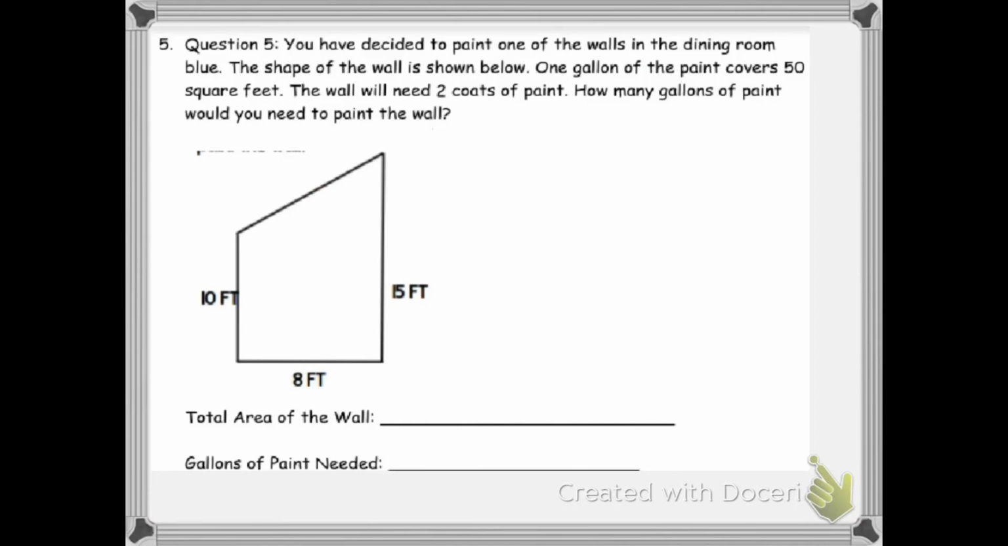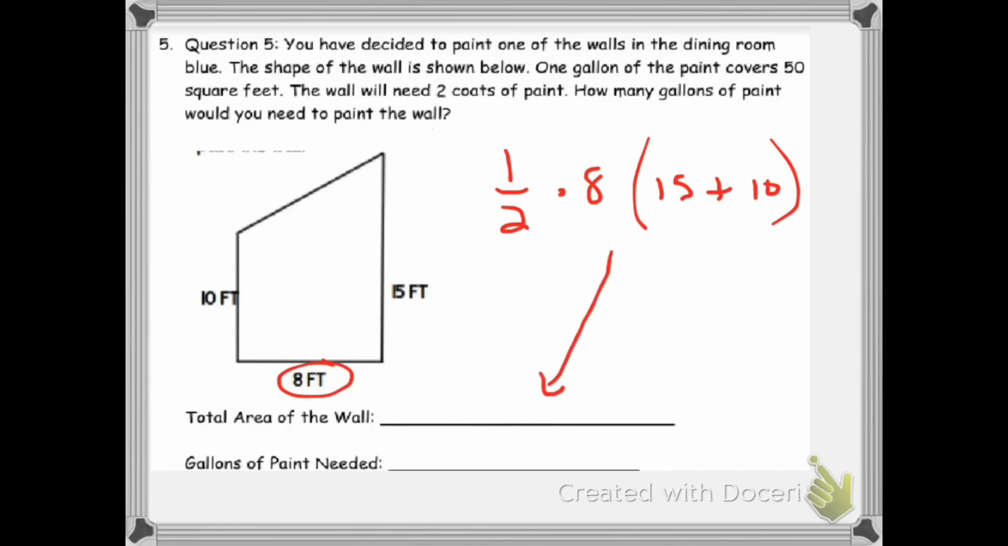Alright, for this one, what a lot of you are going to do is break this up, but you don't need to break this up into two separate shapes. A lot of you are going to go across like this. That is not necessary because this is a trapezoid. So what you can do is your half times your height. Well, the height's going to be this, times 8. And then your base, which you want to put 15 first or 10 first, it doesn't matter. Alright, you're going to execute that. You're going to do that whole problem. Right, you're going to put it in here. Alright, so that's going to give you the area.